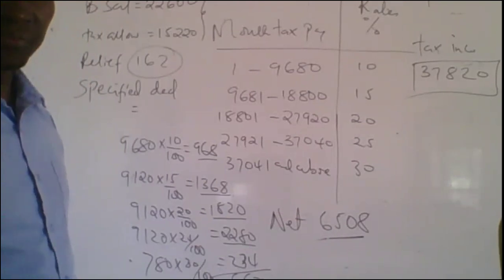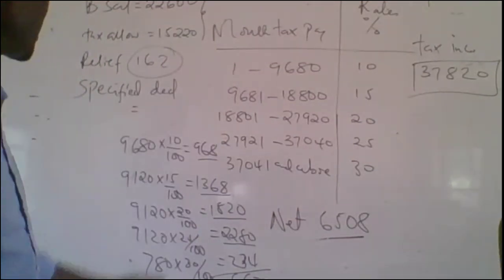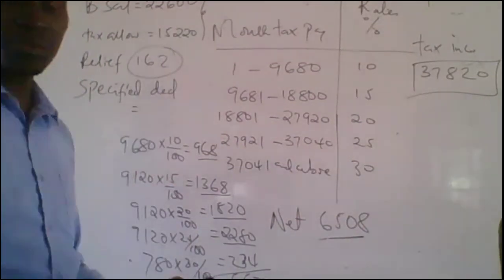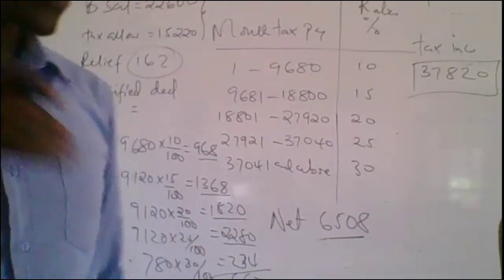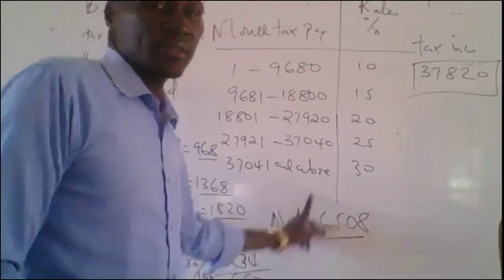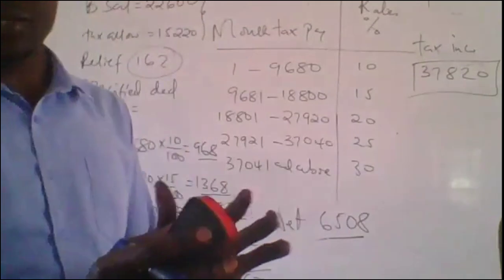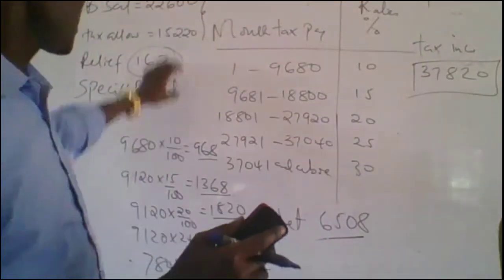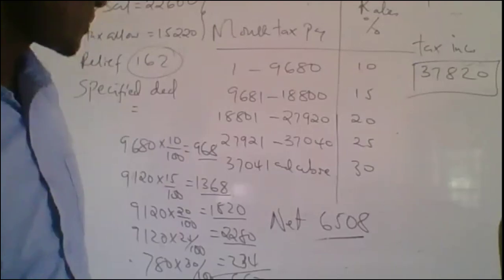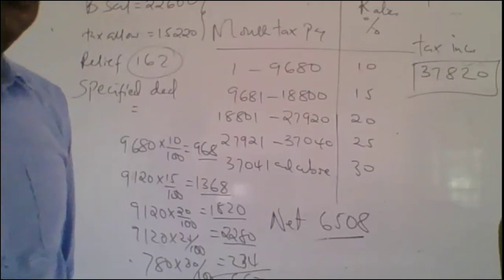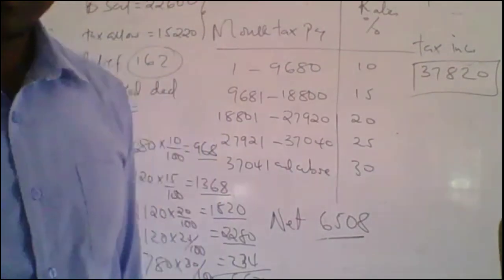Then there are those deductions that you were reading for me. I told you you can leave them, but they were specified deductions, like NHIF and the others. You add them to this net tax. Whatever you get gives you the total deduction. Thereafter, you take total income minus total deduction to give you the net salary. Is that okay now? All right. We stop there.